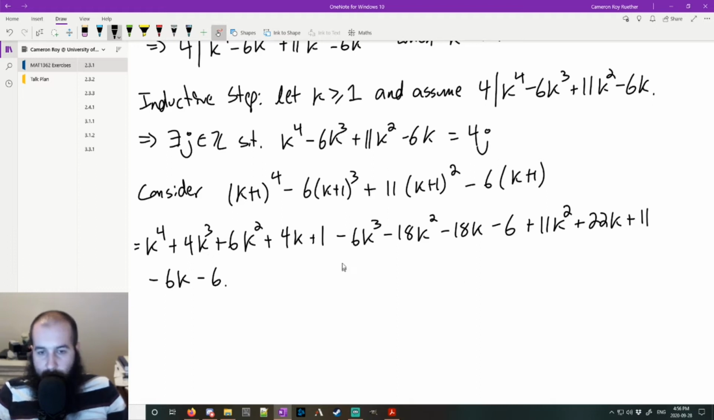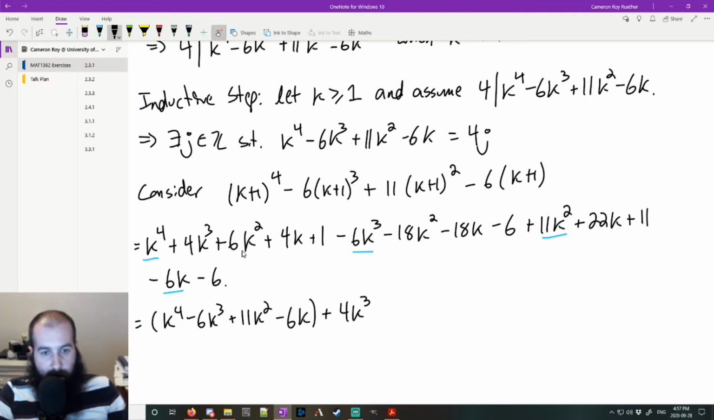When we simplify this and gather like terms, we would like to find a copy of our original expression at k, because this is what we have an assumption about, so we would like to isolate that. So we can write this as our original expression, taking k to the 4th minus 6k cubed plus 11k squared and minus 6k. And the rest we can group together as like terms. So there's just one cubed term remaining.